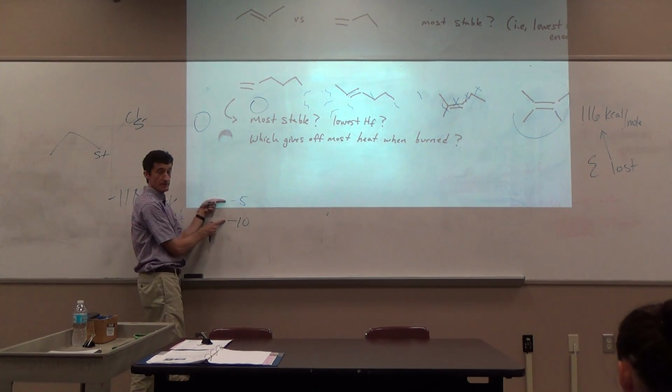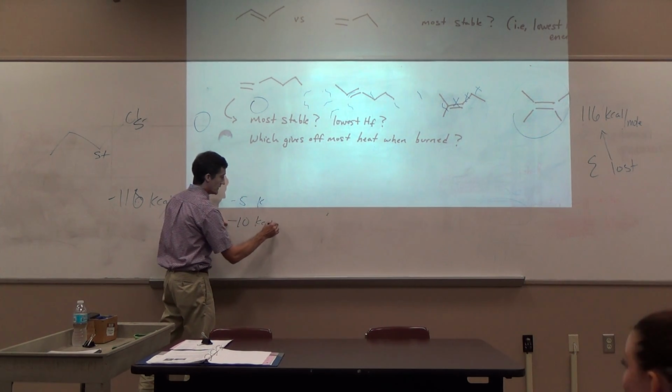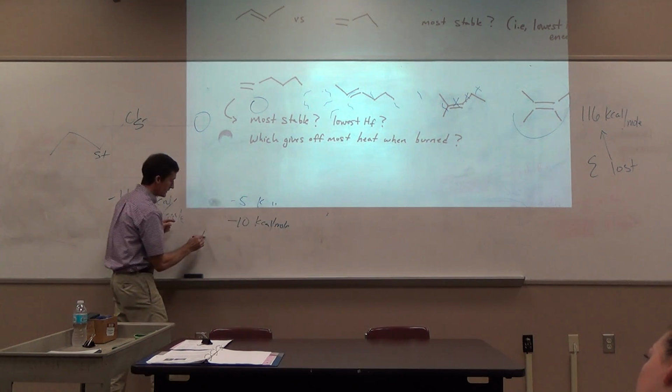Of these, which is the lowest, negative 5 or negative 10? Negative 10. Yeah, this one. kcal per mole. So this is the lowest.